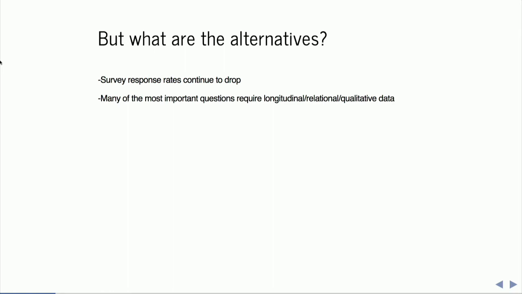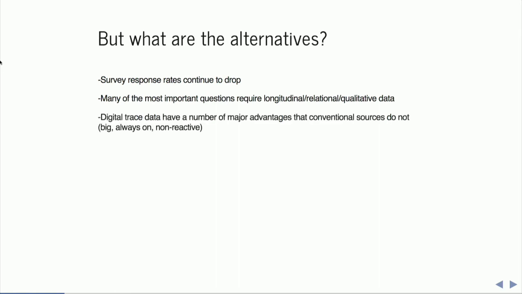And many of our most important questions require this type of data, right? Longitudinal data to look at change over time. Relational data to look at how social relationships are changing things. And also qualitative data, right? So many of our most important questions are about which ideas spread and why. Why do people think certain ways? Text is so obviously going to be an important part of the future of computational social science and probably social science more broadly. So are we really going to leave these data alone?